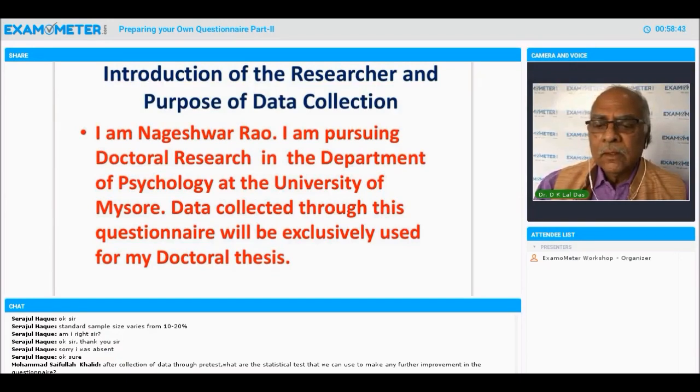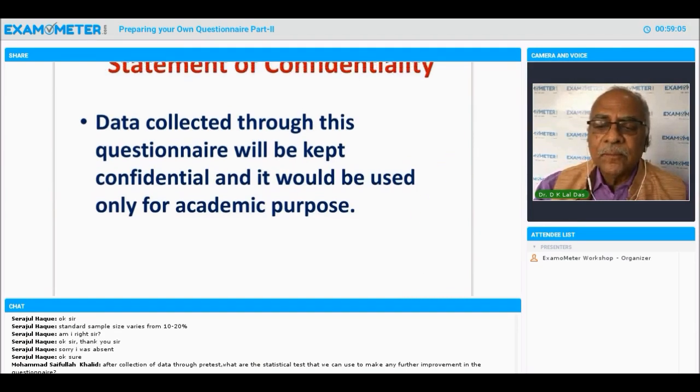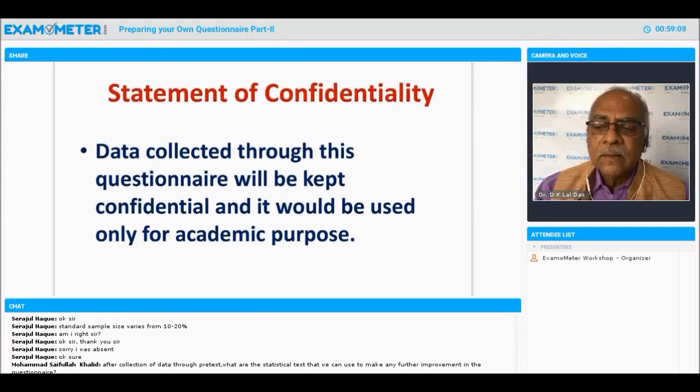Your identity will be kept. Yeah, that also you can say, that comes later, I think. That's called confidentiality. That also you say: data collected through this questionnaire will be kept confidential and will be used only for academic purposes. This note helps you to get valid responses from the respondent. If a respondent is very confident that you will not allow somebody to use your data in a different way, they will definitely give you the correct and valid answer.